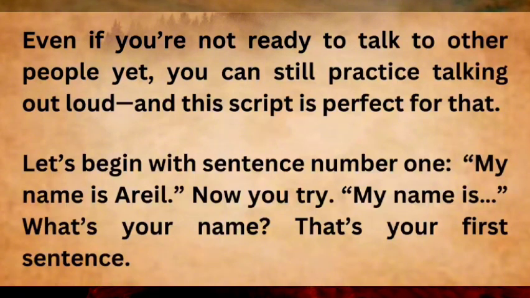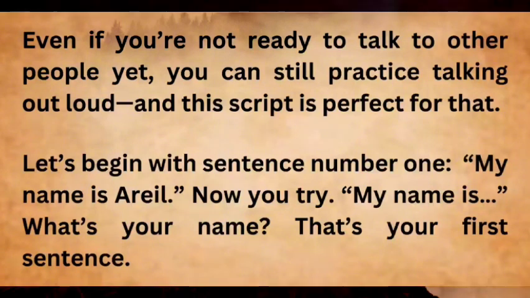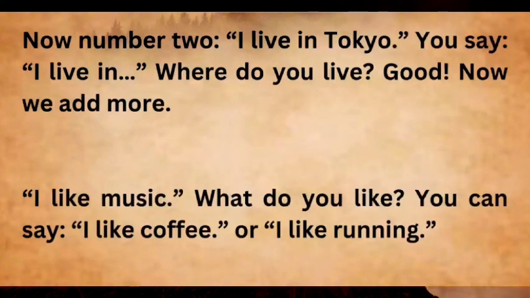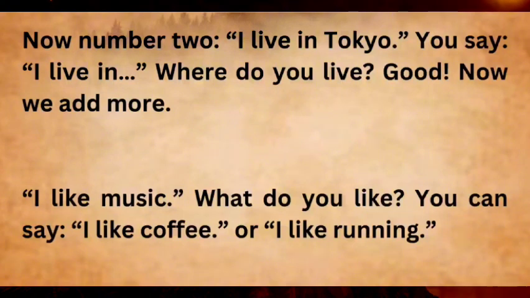Let's begin with sentence number 1. My name is Areil. Now you try. My name is... What's your name? That's your first sentence. Now number 2. I live in Tokyo. You say, I live in... Where do you live? Good. Now we add more. I like music. What do you like? You can say, I like coffee, or I like running.